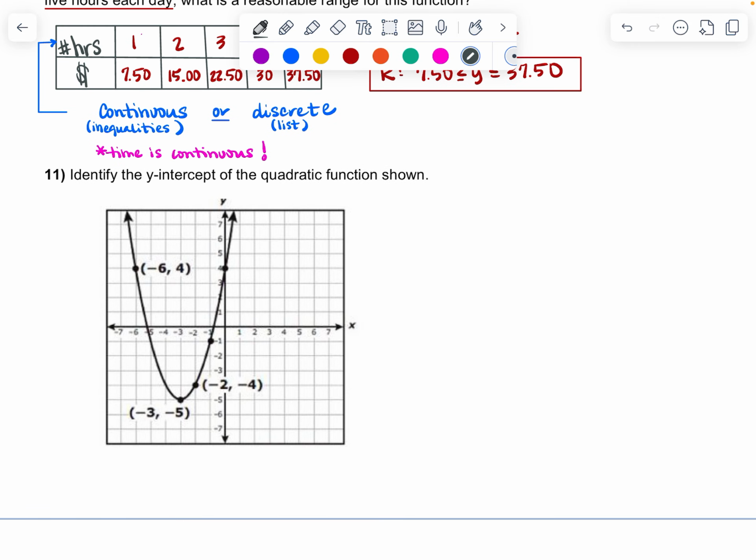All right, let's do a few more. Number 11, identify the y-intercept of the graph. Well, the y-intercept is where it crosses the y-axis, and it appears as if this guy only crosses the y-axis right here. So our y-intercept, I'm just going to write it like this, would be the point (0, 4). And please remember to always write your y-intercept as a point, and don't just write 4, okay?